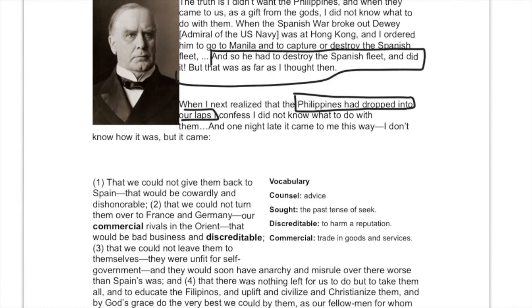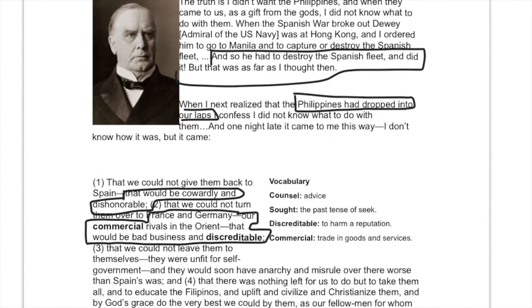In the second paragraph, we will find the majority of the facts and examples used by the president in his explanation as to why he went forward and attempted to annex the Philippine Islands. One of the first things that he said is that we couldn't give them back to the Spanish because, according to him, that would be cowardly and dishonorable. He also says that he couldn't turn them over to France and Germany because they were our commercial rivals in the Orient. That would be bad for business, and it would really do a disservice to our reputation. It would be discreditable. Third, he claims that the Filipinos were unfit for government and that they would soon have anarchy and misrule over there, worse than Spain's.